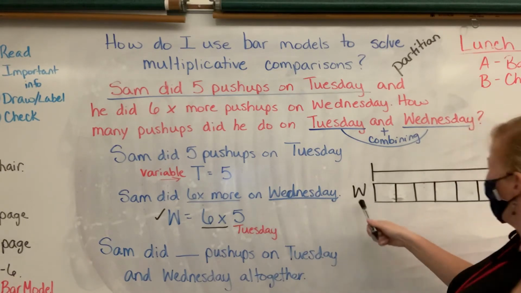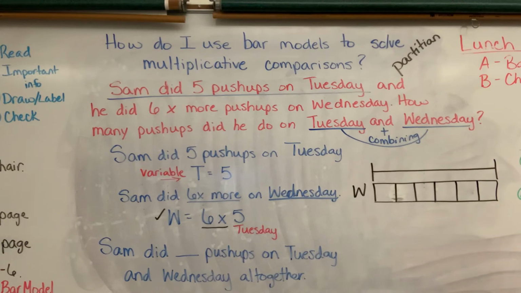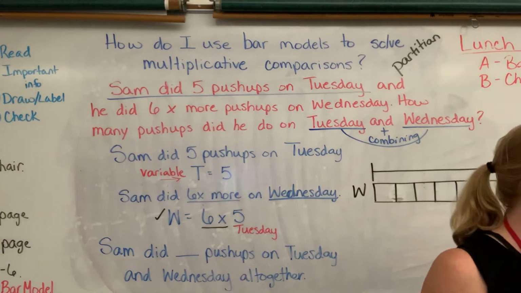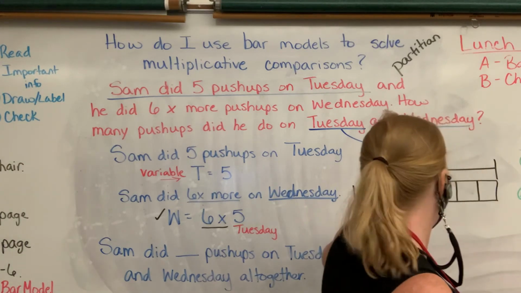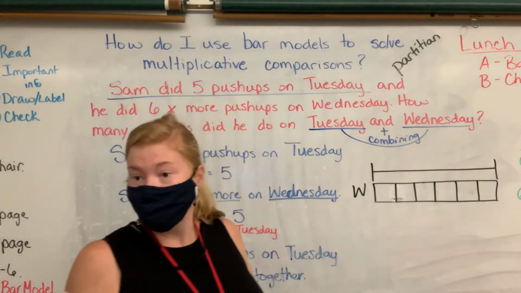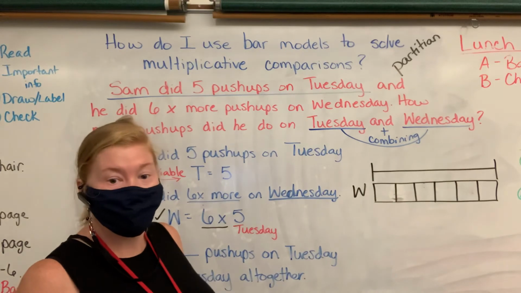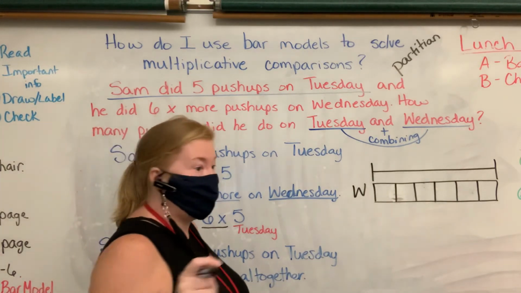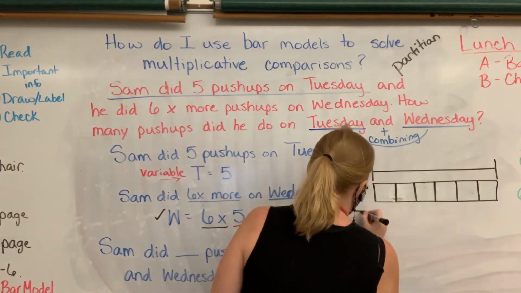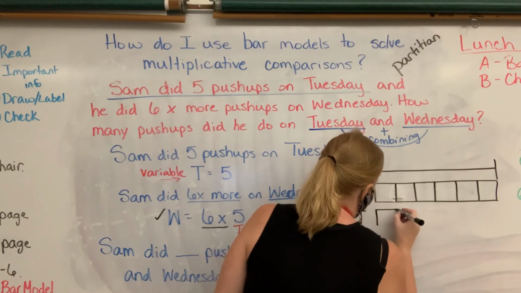Okay? So Wednesday is going to be 6 times greater than Tuesday. How many bars am I going to draw for Tuesday? I hope your pencil's moving. Show me with your fingers, my friends. How many of these bars am I going to draw? Not 6. Thank you, Gladys. Tuesday will be 1.